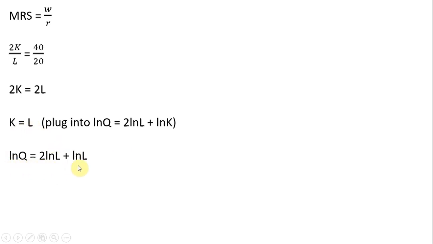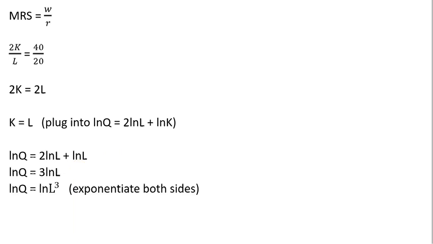So here's our production function after the substitution. That will simplify down to the natural log of output equals 3 times the natural log of labor. Following the rules of natural logs, we can just rewrite this next step as the natural log of labor raised to the power of 3. We want to get rid of the natural log, so we're going to exponentiate both sides.